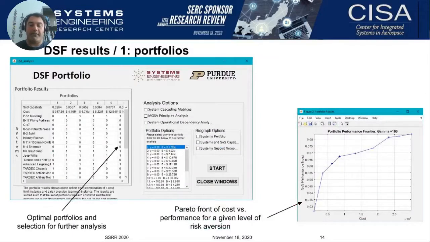Once the user adds all these inputs, we get results. The first result is in terms of portfolios. Which are the portfolios? What is their cost? What is their performance? So we can see a Pareto front of cost versus performance, given the level of risk we accept. And of course, more cost, more performance. So we can spend more and get better.